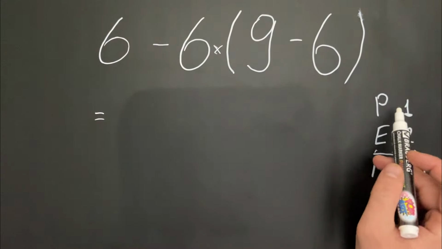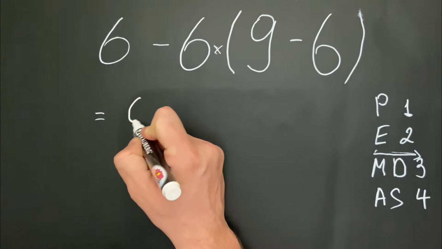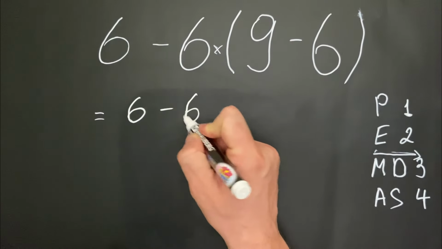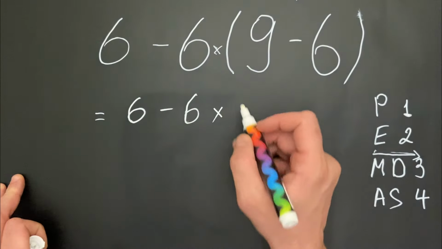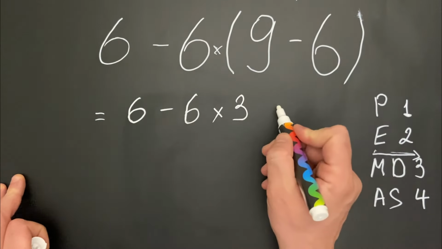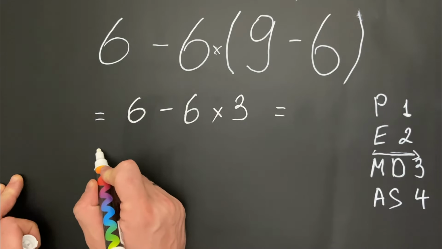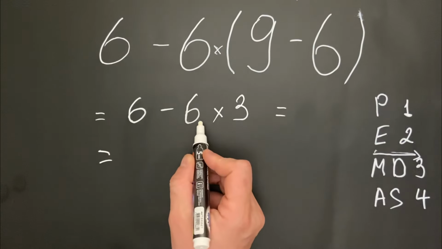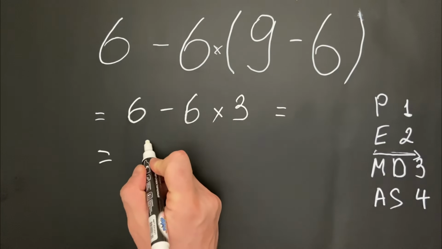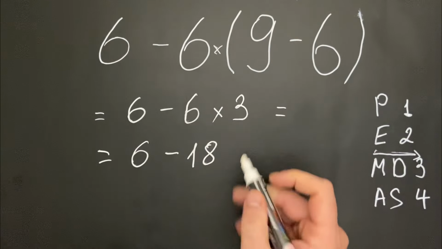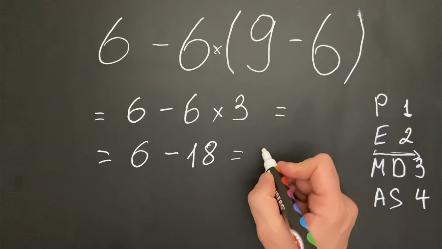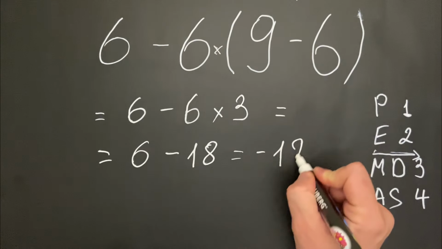Okay, so we do parentheses in first place. So we have 6 minus 6 multiplied by (9 minus 6), and 9 minus 6 equals 3. What we get is 6 multiplied by 3, which is 18, so we get 6 minus 18, and as a result we get minus 12.